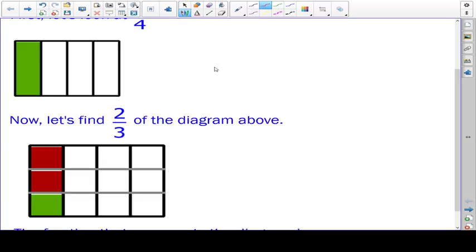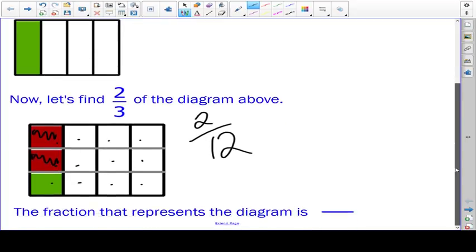So when we split this up, these red areas, there's 2 of them shaded out of 3. So altogether, we now have 1, 2, 3, 4, 5, 6, 7, 8, 9, 10, 11, 12 spots, and only 2 of them are shaded red. So the answer is 2/12.